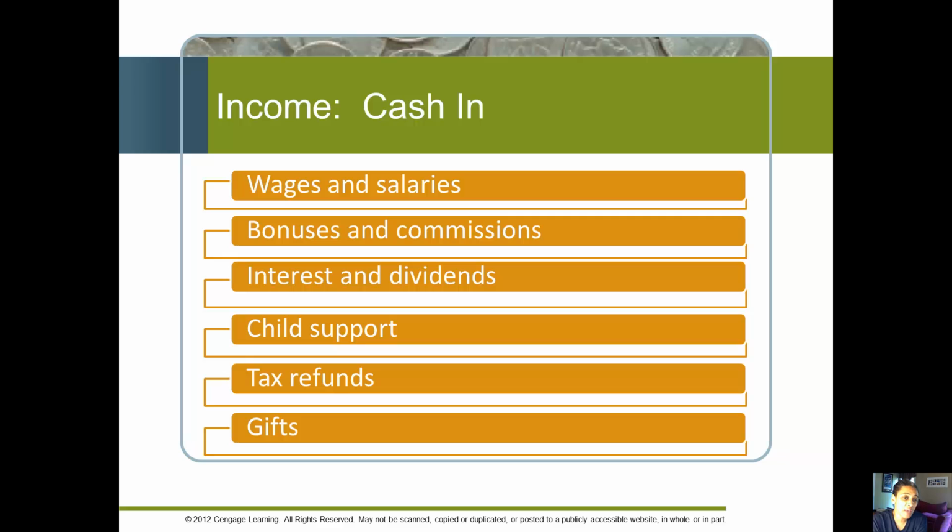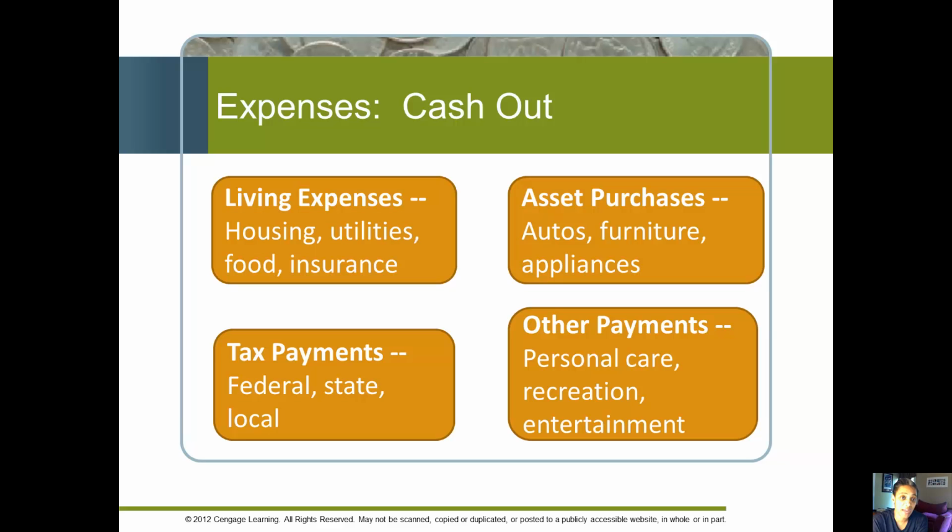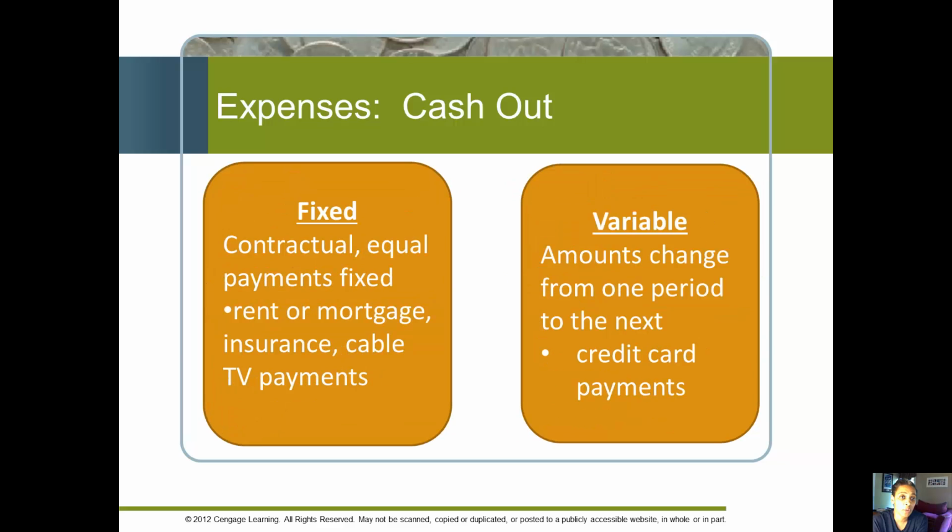So cash coming in would come from wages and salaries, bonuses, commissions, interest, dividends, any type of reason why you have money coming in. So even gifts or tax refunds would be counted here. Money going out would be living expenses, rent, utilities, food, insurance, tax payments, federal, state, or local. Asset purchases, when you buy a car, you buy furniture, you buy those assets that we talked about on the balance sheet, or other payments for recreation and entertainment, any other money that you've got going out.